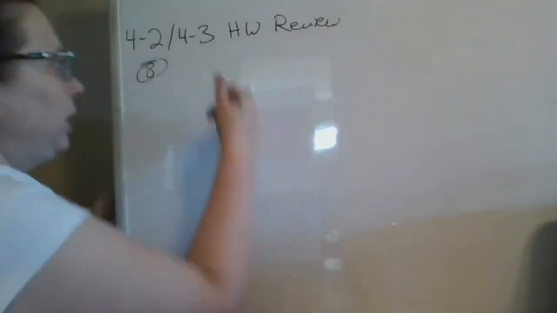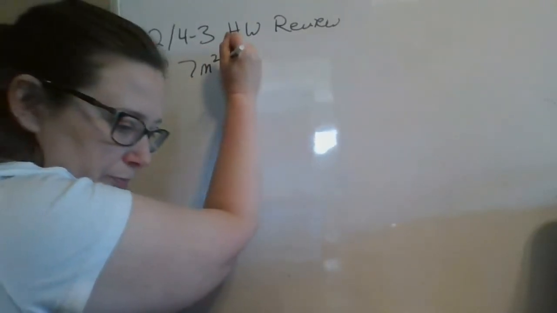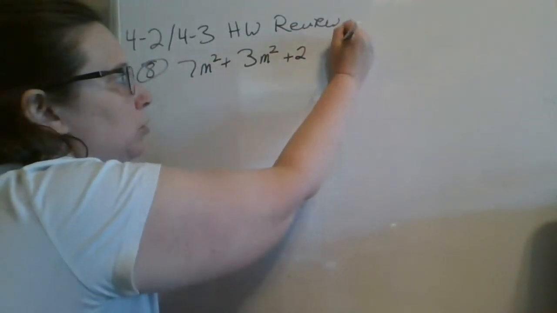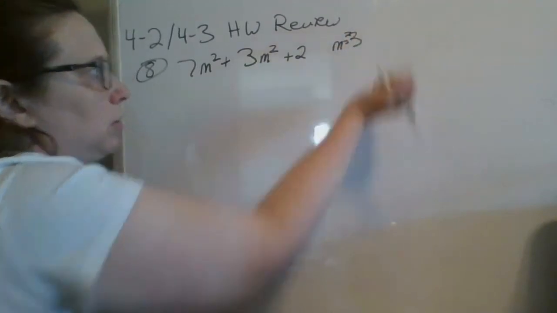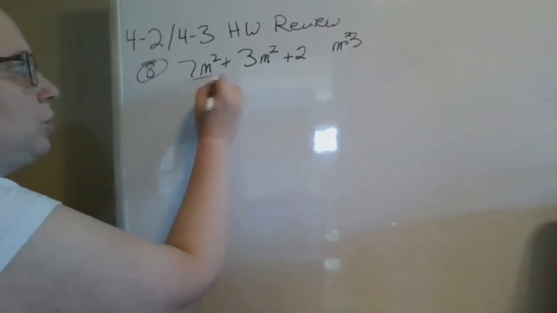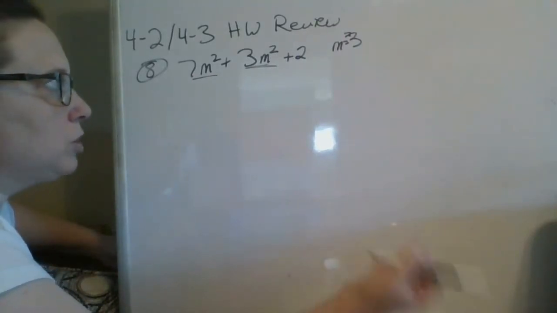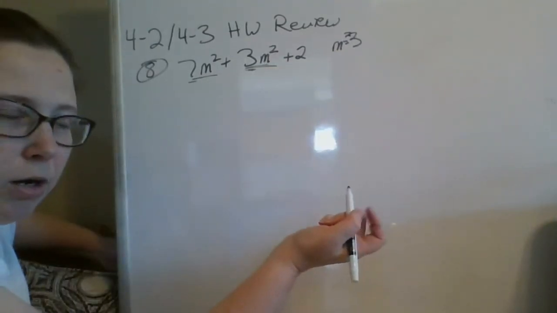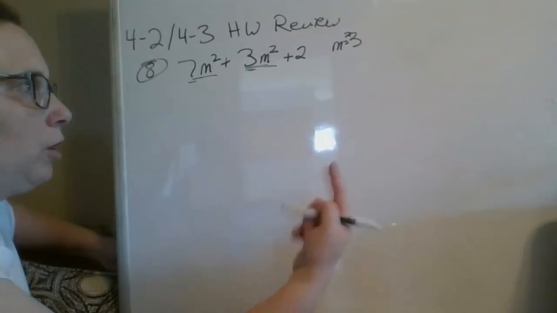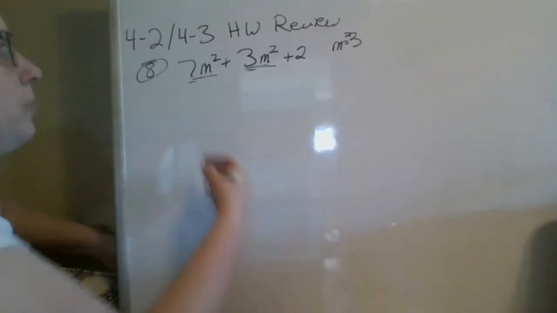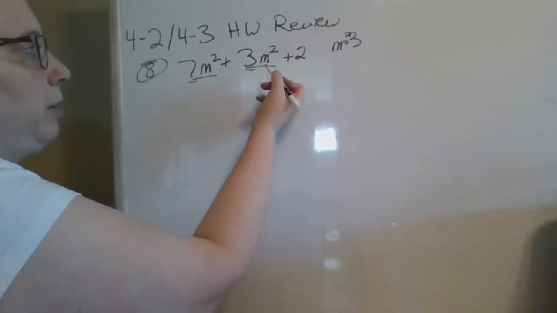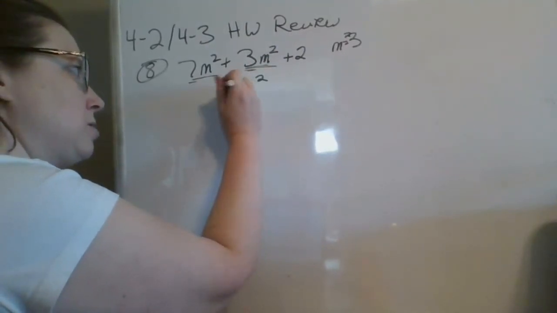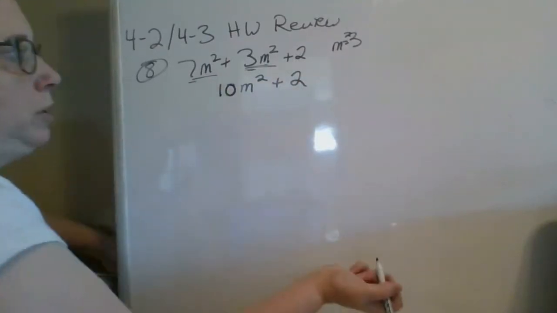So on to number 8, we have 7m squared plus 3m squared plus 2 and m equals 3. We have two terms that have the same last name. They both have m squared for the last name. So when that happens, we're just adding up our coefficients, our numbers in front of our variables. So we're going to say, well, you have 7m squared and we have 3m squared. If I add them up, now I have 10m squareds. And we still have that plus 2.